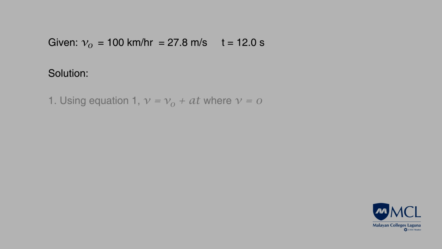Solution. Using equation 1, velocity equals initial velocity plus acceleration multiplied by time, where velocity equals 0. Plugging in the values, 0 equals 27.8 meters per second plus acceleration multiplied by 12 seconds. We'll then have acceleration equals negative 2.32 meters per second squared.